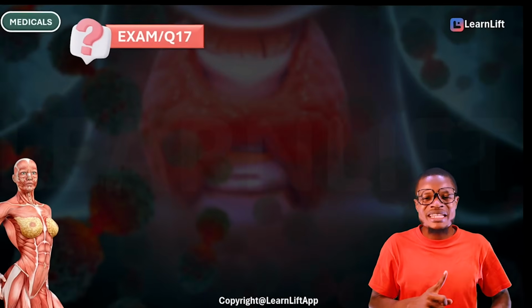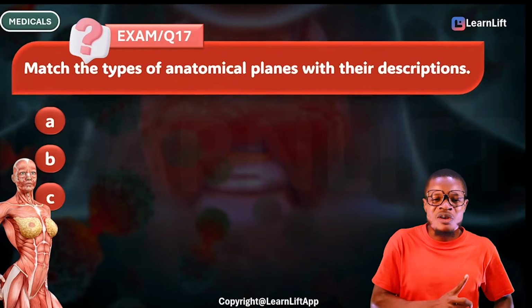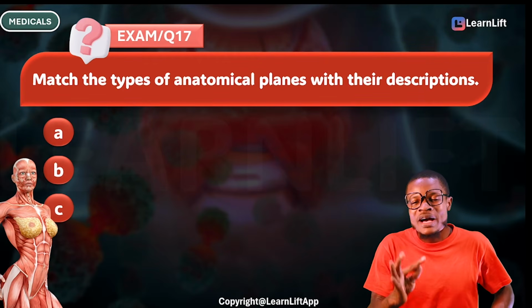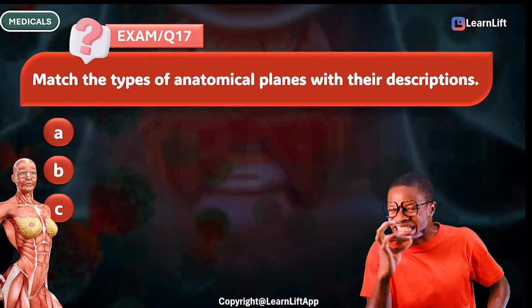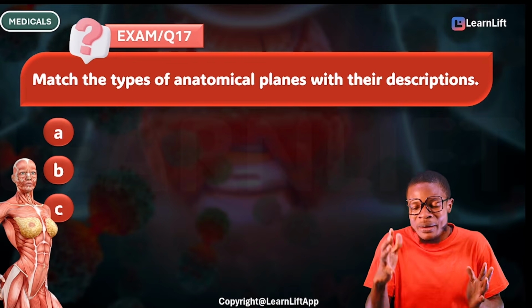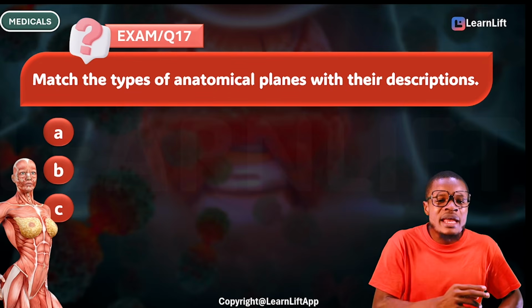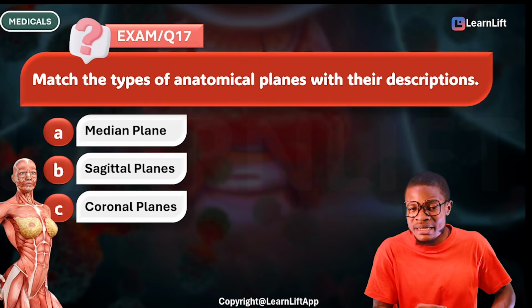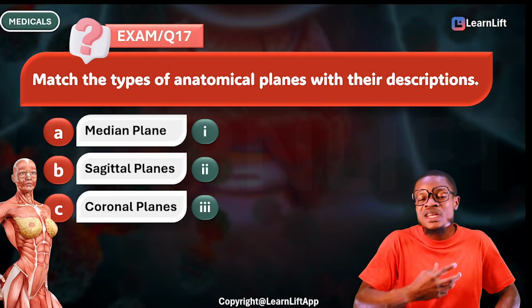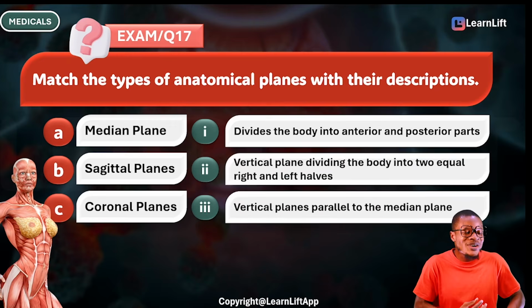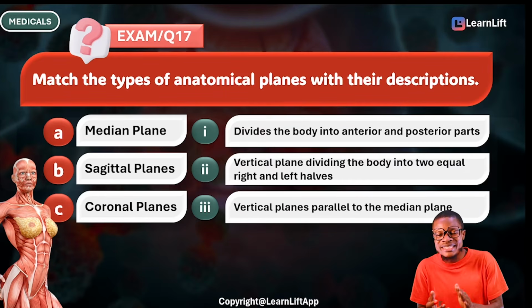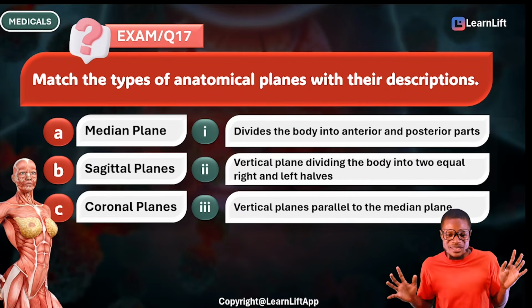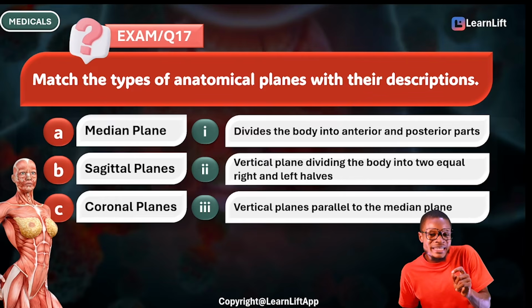Look at question 17 here. In our question 17, we're given this lovely question: match the type of anatomical planes with their descriptions. The type of anatomical planes, match them with their description. We're given A to be median plane, we're given sagittal plane, we're given coronal plane, and we have to match it with any of these three: the first, the second, and the third. Now, this is it. You already know how to answer this question. Now, try it for me, guys. Try it. Now, median plane, what is it?